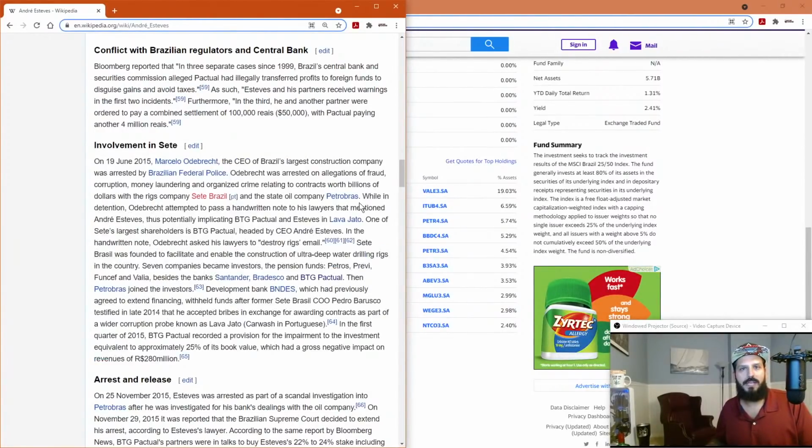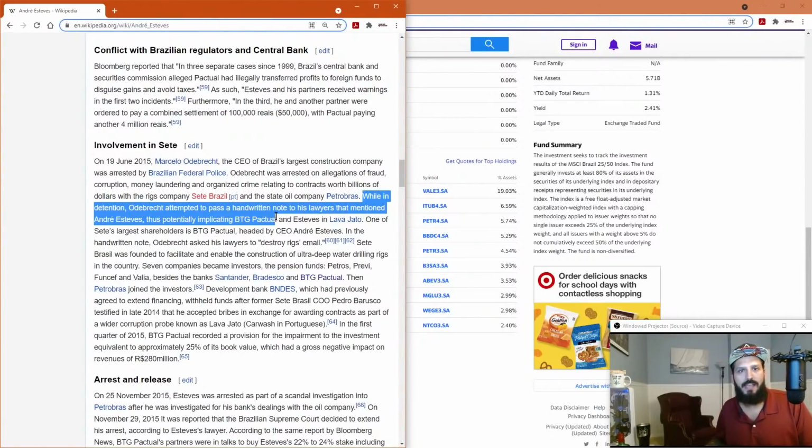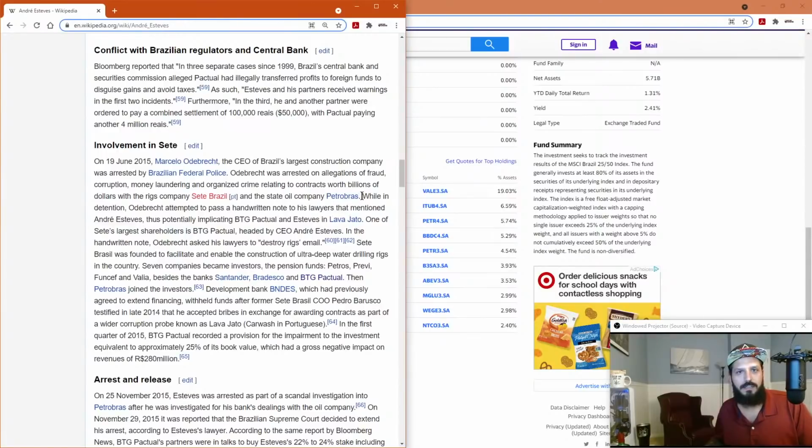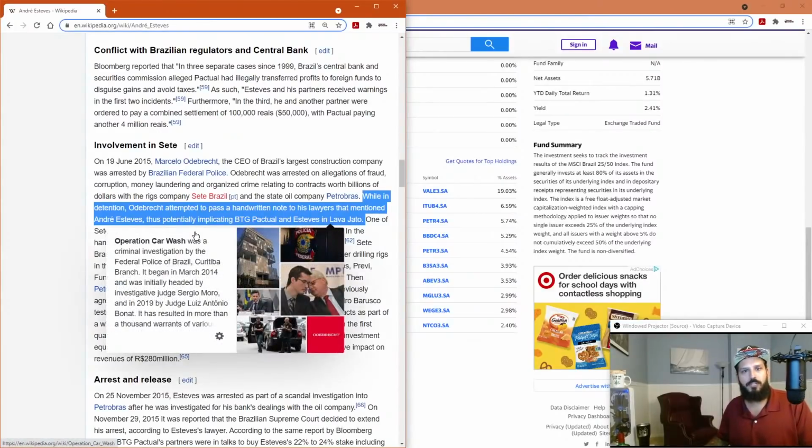While in detention, look at this. Odebrecht attempted to pass a handwritten note to his lawyers that mentioned Andre Esteves personally, thus potentially implicating him and Esteves in Lava Jato. It's Operation Car Wash.